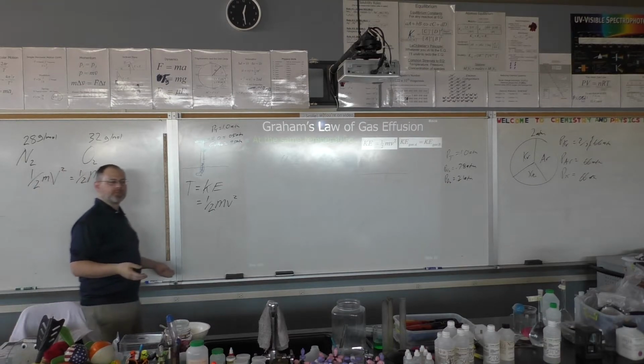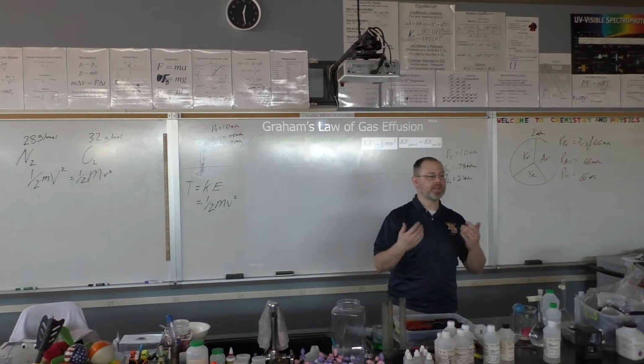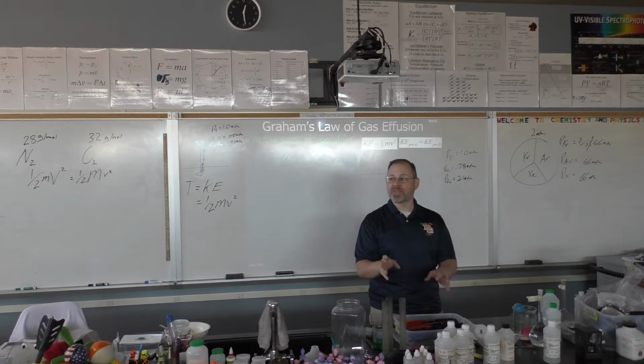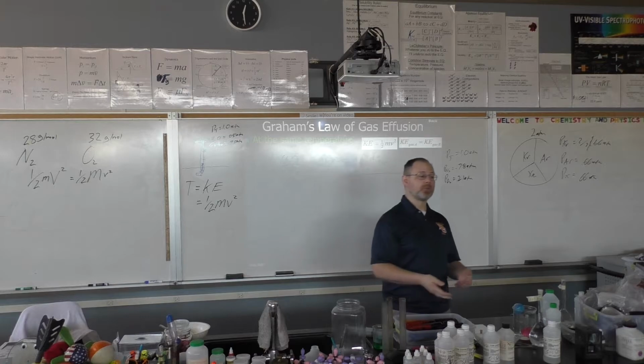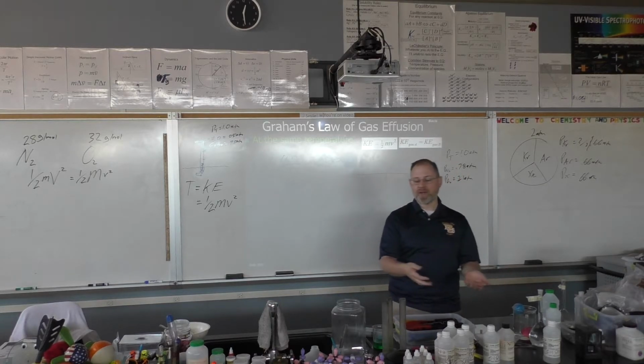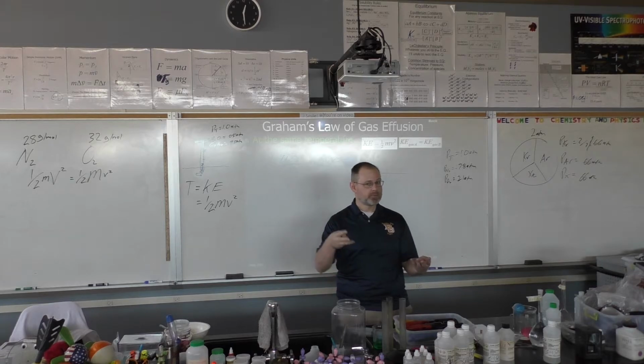Make sense? So that's Graham's law. Graham's law basically says, if you know the kinetic energy of a gas at a certain temperature, any other gas at that same temperature has the same kinetic energy. So if you know the molar mass of one gas and the speed of that first gas, you can find out how fast the second gas is going if you know its molar mass. Cool? 4 variables, you know 3 of them.